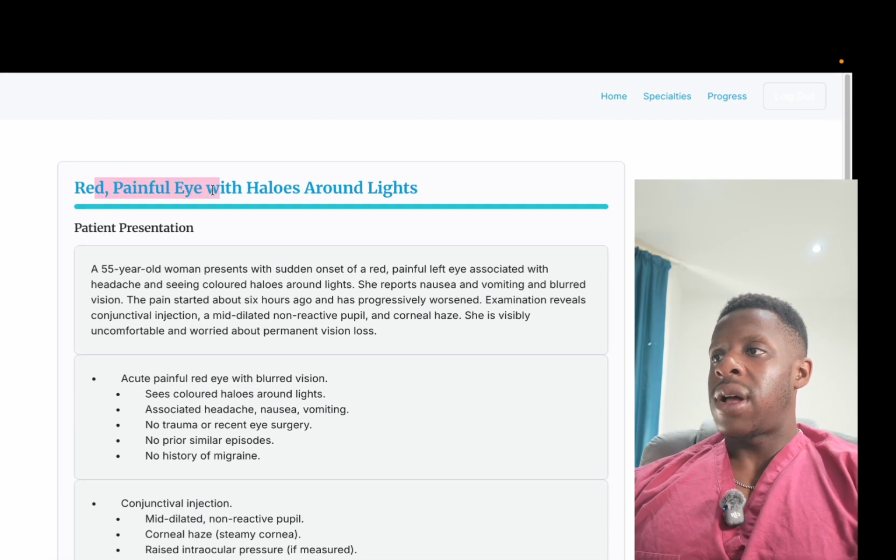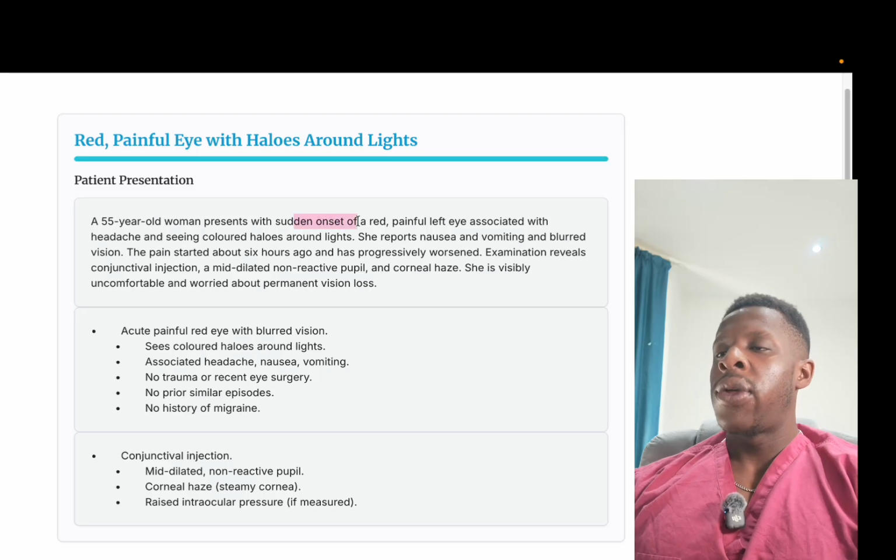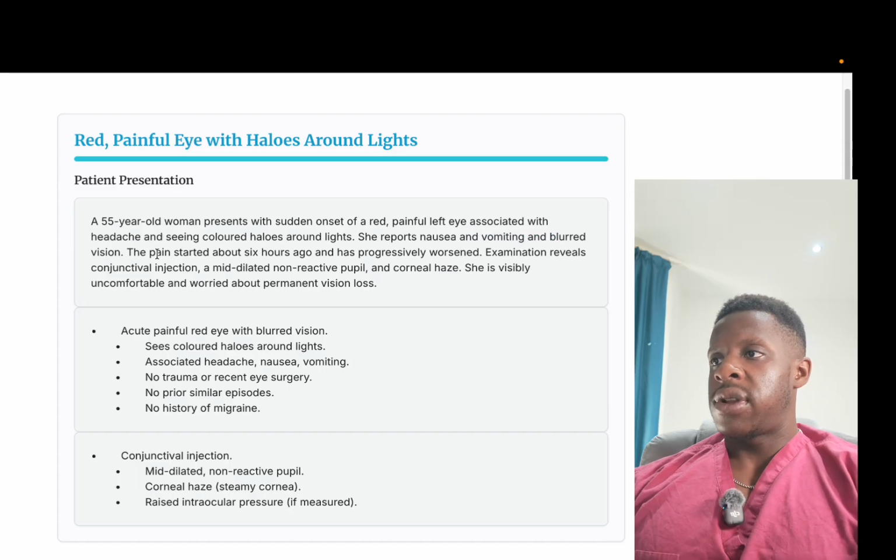So we have a red, painful eye with halos around lights. A 55-year-old woman presents with sudden onset of red, painful left eye associated with headache and seeing colored halos around lights. She reports nausea and vomiting and blurred vision. The pain started about 6 hours ago and has progressively worsened. Examination reveals conjunctival injection, a mid-dilated non-reactive pupil, and corneal haze. She is visibly uncomfortable and worried about permanent vision loss.